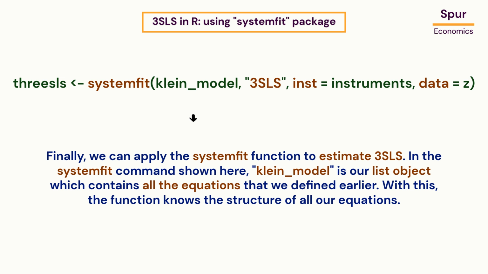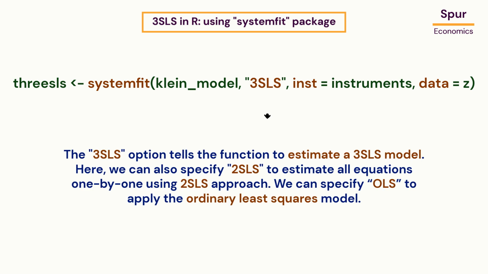Finally, we can apply the systemfit function to estimate 3SLS. In the systemfit command shown here, Klein Model is our list object which contains all the equations that we defined earlier. With this, the function knows the structure of all our equations. The 3SLS option tells the function to estimate a 3SLS model. Here, we can also specify 2SLS to estimate all equations one by one using 2SLS approach. We can specify OLS to apply the ordinary least squares model.